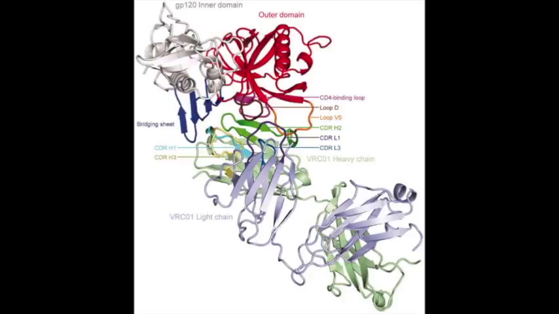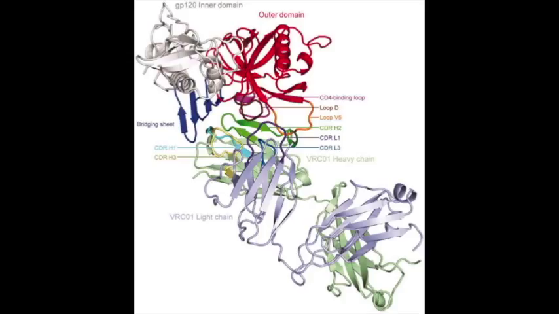The following image shows the VRC01 antibody in complex with a monomeric trimmed GP120 protein. The image shows the inner and outer domain of the GP120 protein along with VRC01's heavy and light chain. The main points of contact on the GP120 protein are the structures labeled as the CD4 binding loop, the loop D region, and the loop V5 region.